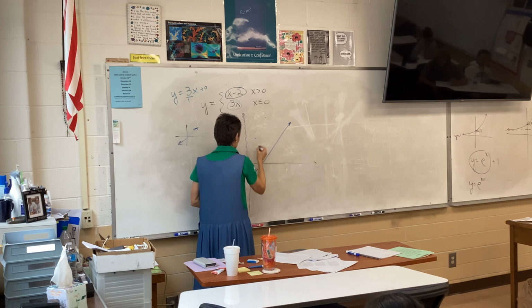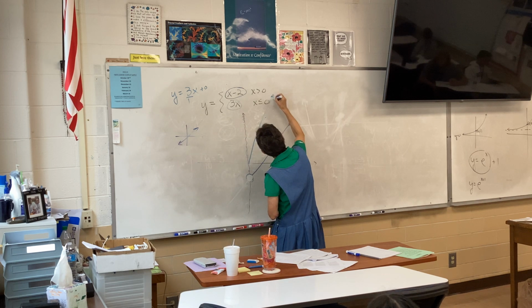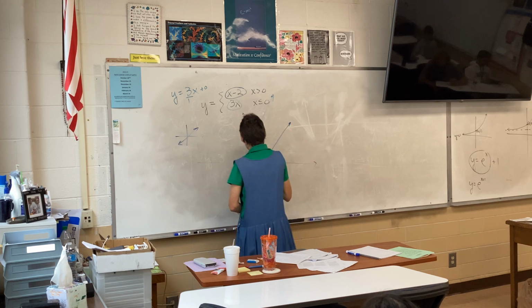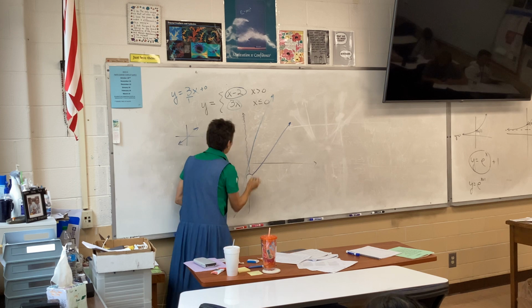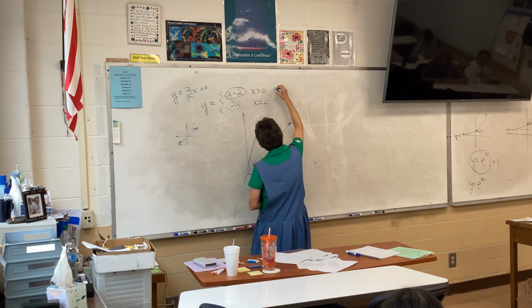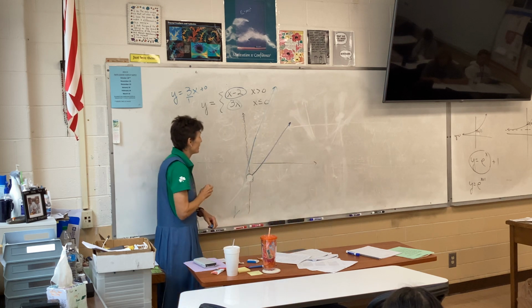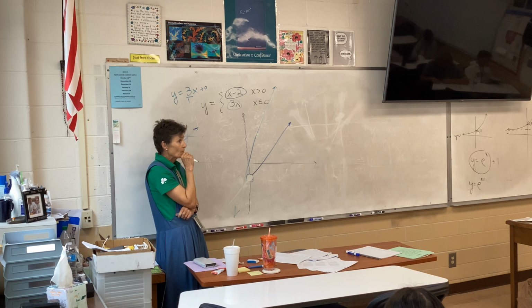So I'm going to get a line. This is supposed to be a line, I am so bad. That is not even close to a line. Pretend that's a line, okay, that's supposed to be a straight line. Up 3 over 1.